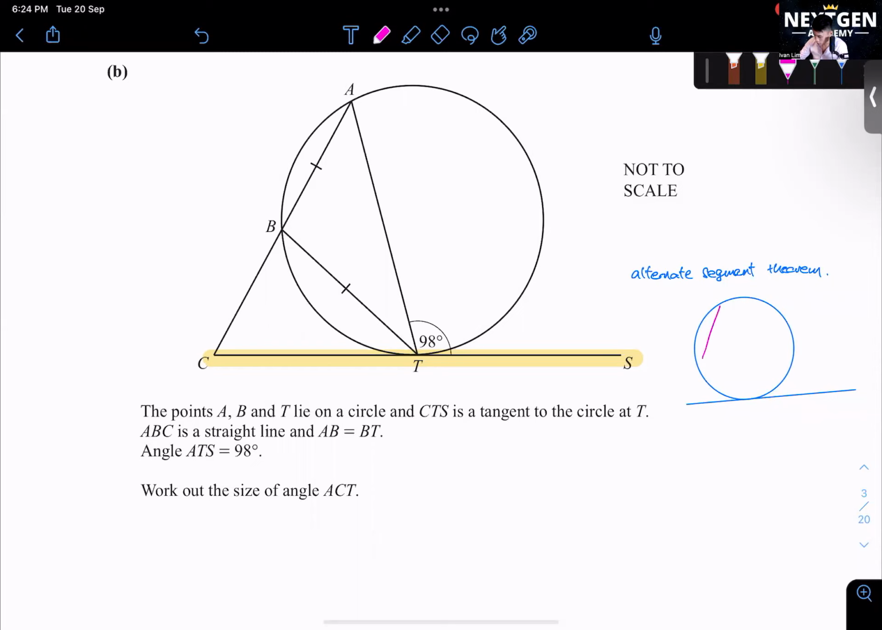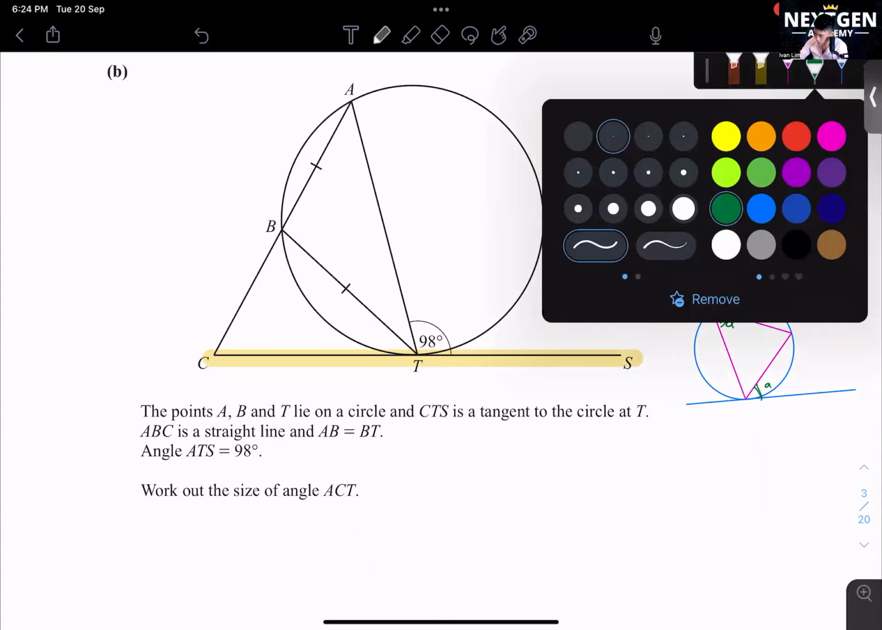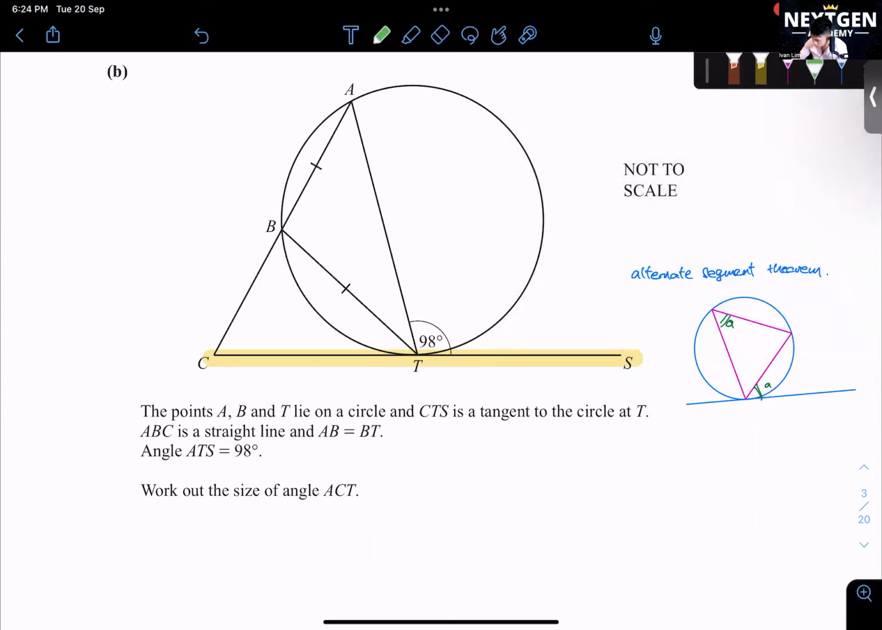Okay, any sort of triangle. The triangle needs to meet with the tangent. Alternate segment theorem actually is one of the hardest ones to see, in my opinion. This angle and this angle will be the same. This angle and this angle is the same.